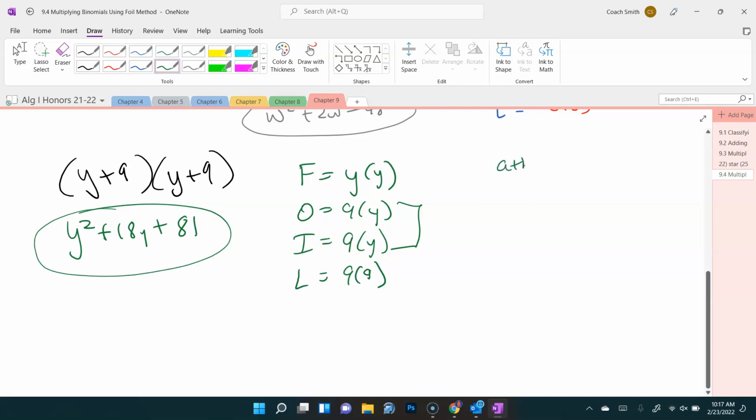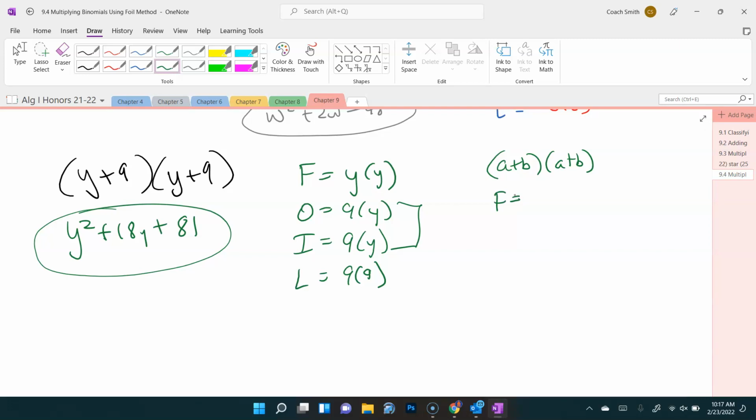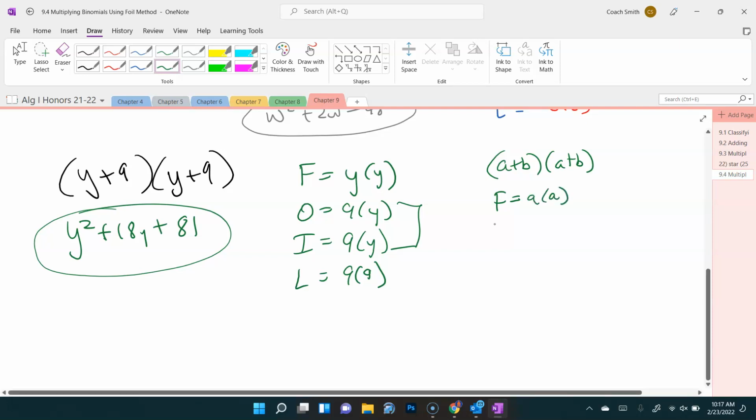We had (a + b) times (a + b). So the F would be equal to what? A times a. The outer would be equal to what? A times b. Inner would be equal to a times b. Last would be equal to b times b.